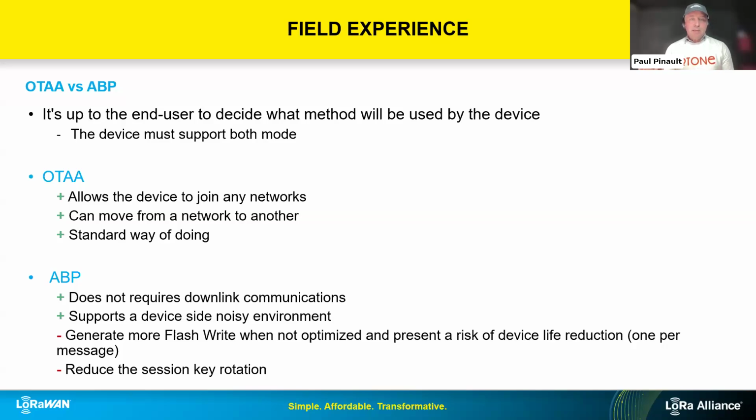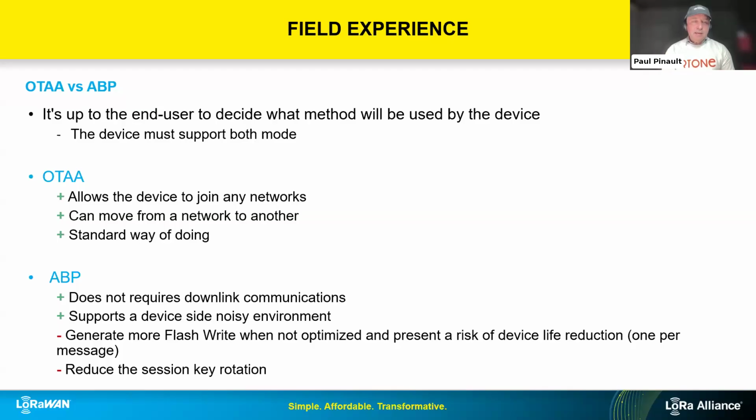It makes sense in certain specific situations, like if you want to make a TX-only device, so with no downlink communication. This is possible with ABP because you don't have the join process and the join accept, sorry. And it can also make sense if your device is really in a noisy environment and so not able to get the downlink. So you want a kind of TX-only device, and ABP can be a solution.